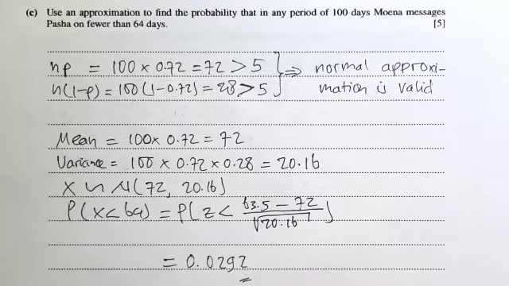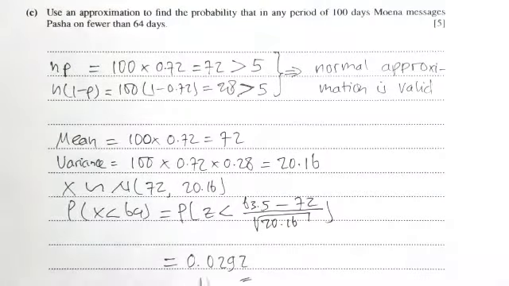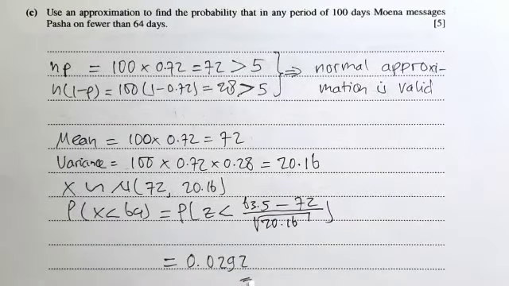Now, by using a calculator or tables, we obtain the probability of this one, that is 0.0292. Thus this is the answer for question C.